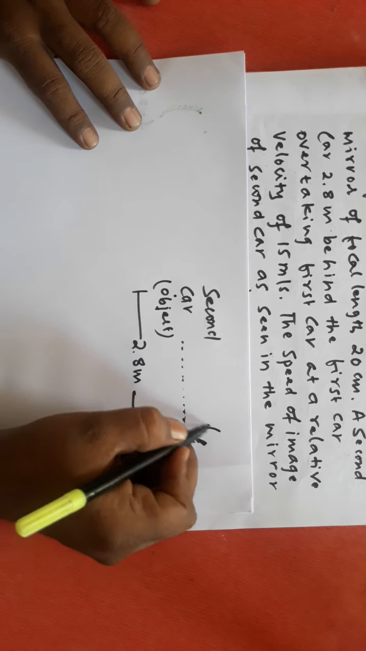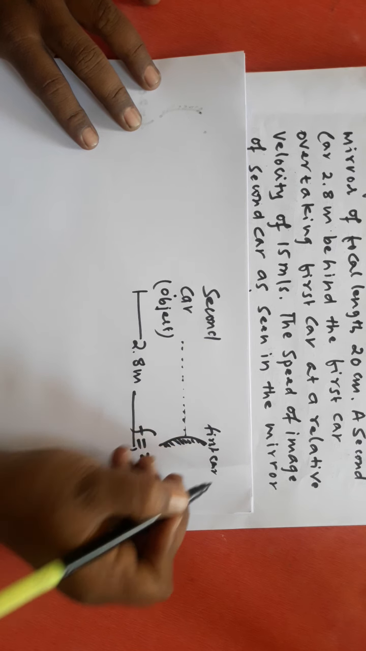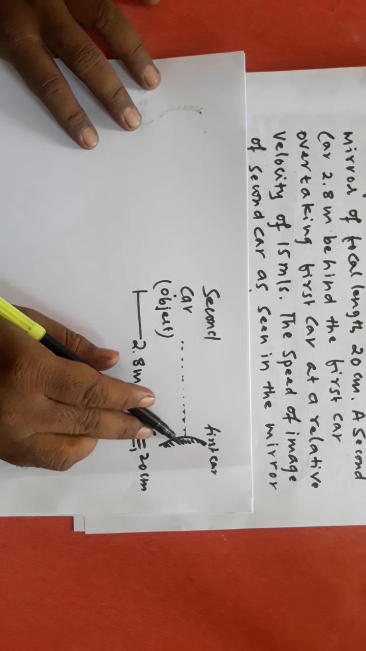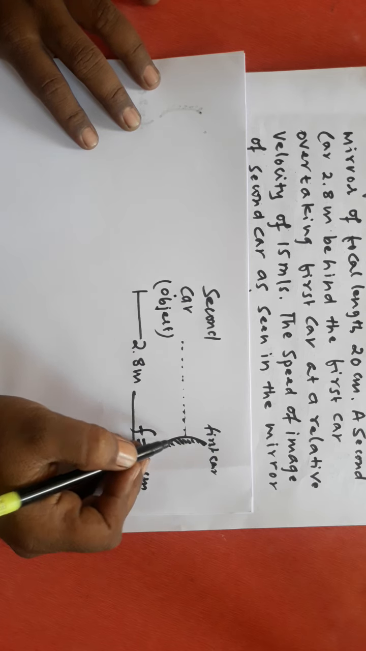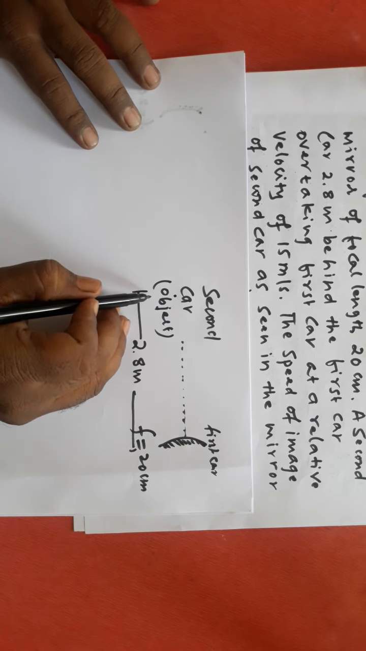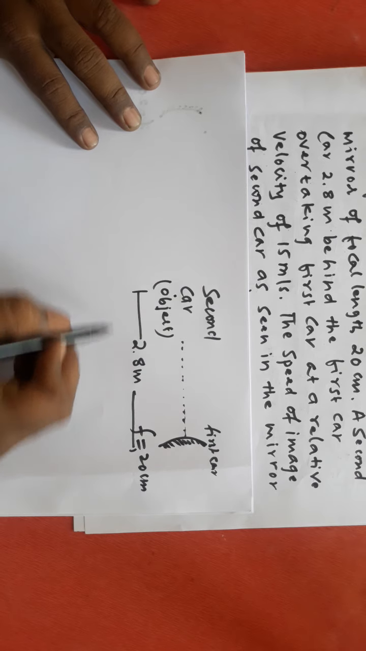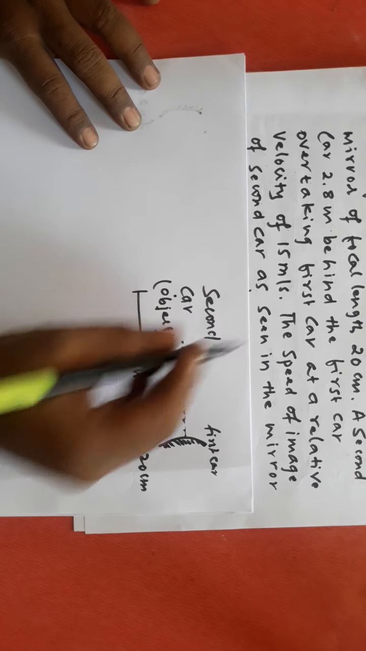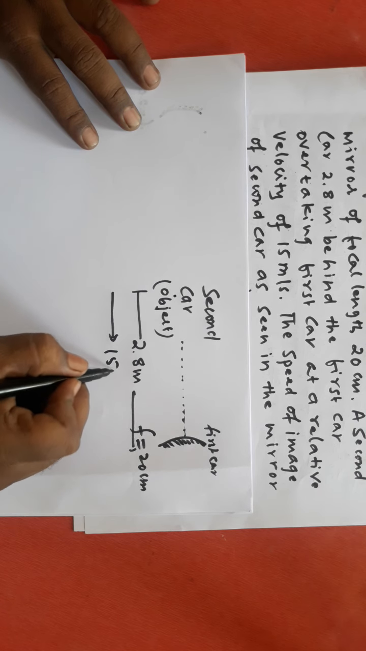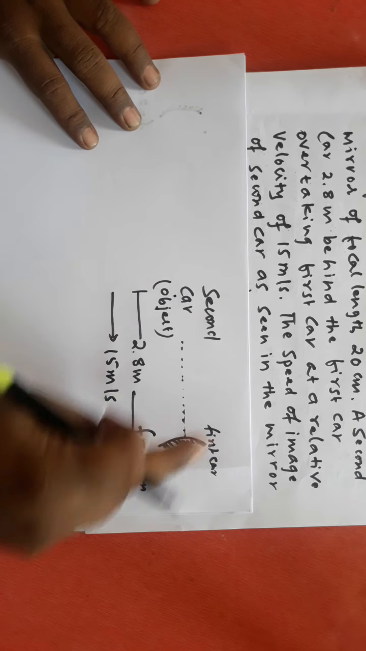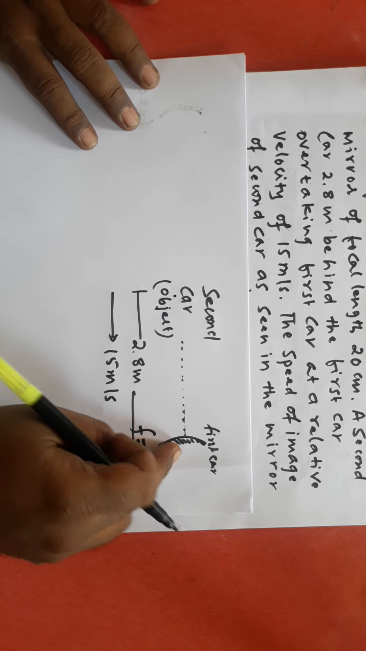This is the mirror of the first car only. This is the first car. The driver of the first car is observing the second car in this mirror. Then for this mirror, the second car will become the object, at a relative speed of 15 meter per second. See, this car is coming with how much speed? 15 meter per second relative to the first car.